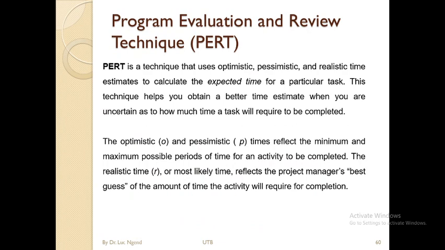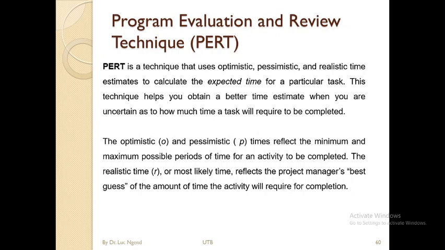We are going to continue with PERT, Program Evaluation and Review Technique. PERT is a technique that uses optimistic, pessimistic, and realistic time estimates to calculate the expected time for a particular task. This technique helps you obtain a better time estimate when you are uncertain as to how much time a task will require to be completed.